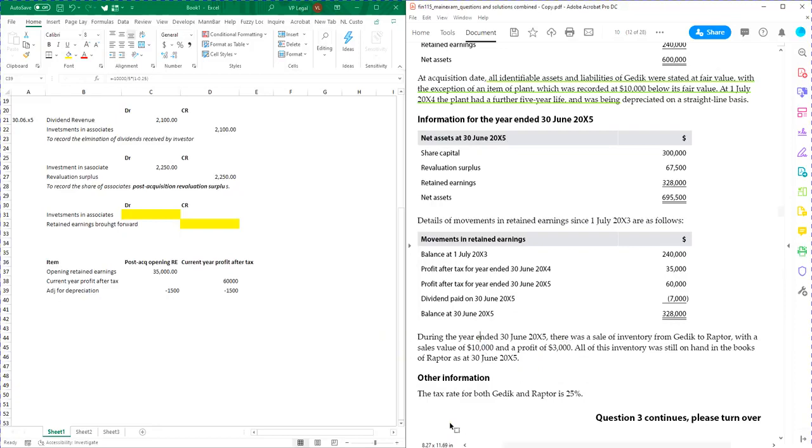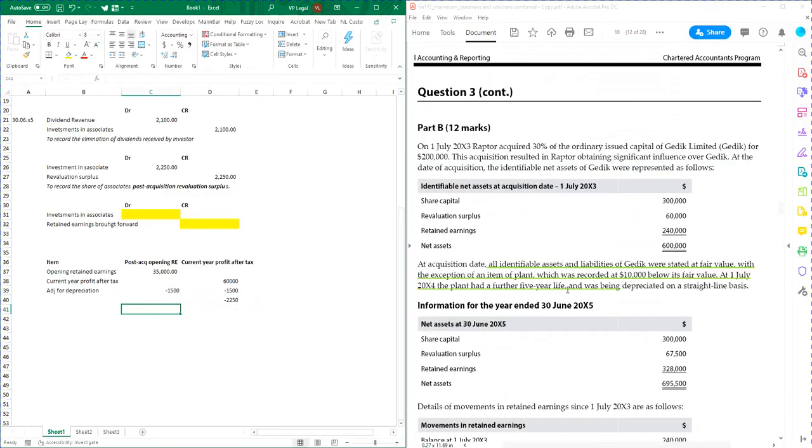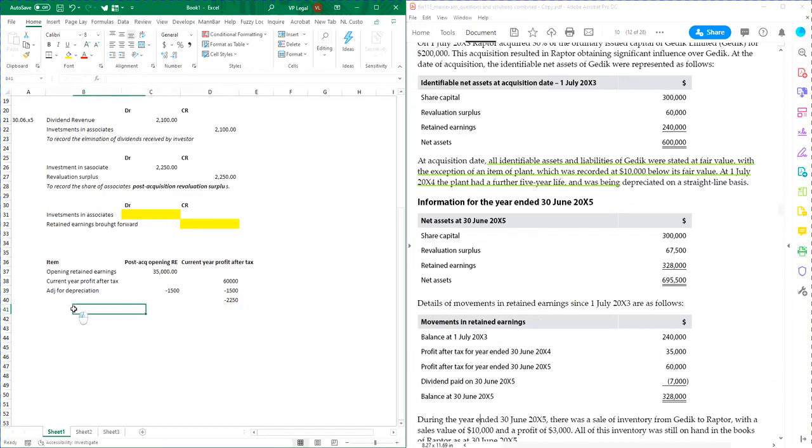Okay, so the way we calculate this is it's basically just the 3,000 in the current year only. So we're going to go minus 3,000 because we want to reduce our profit, and don't forget tax. So we're going to times that by 1 minus the tax rate, 1 minus 0.25. Okay, so minus 2,250. Okay, so that looks like the last adjustment we had to make, which means that we can calculate our adjusted retained earnings balance.